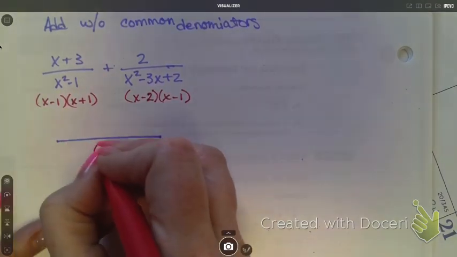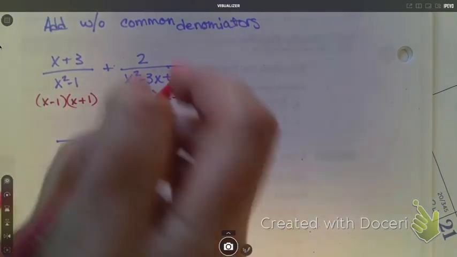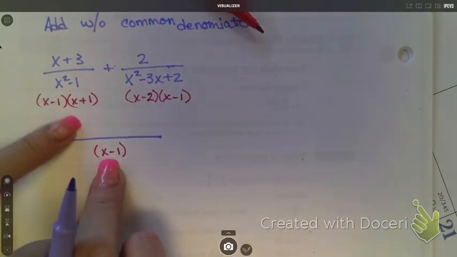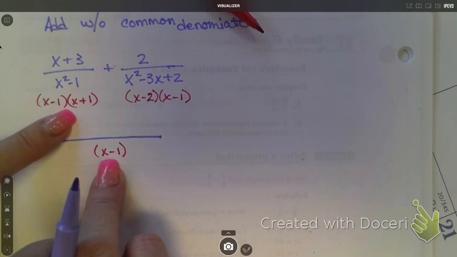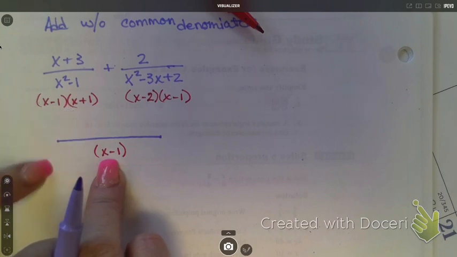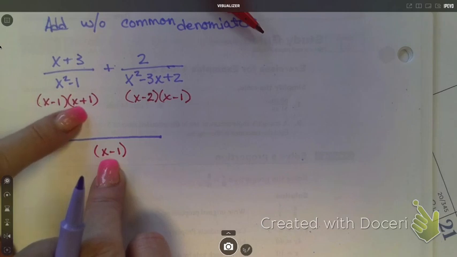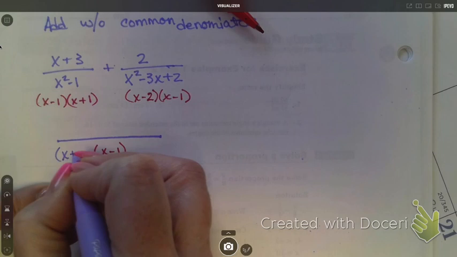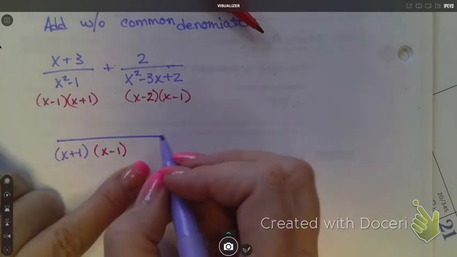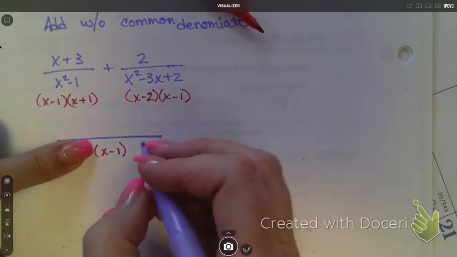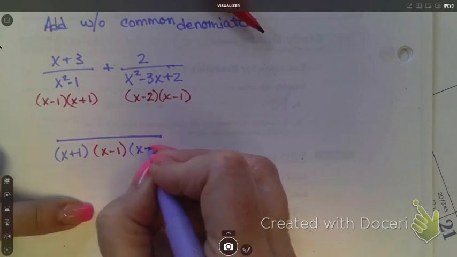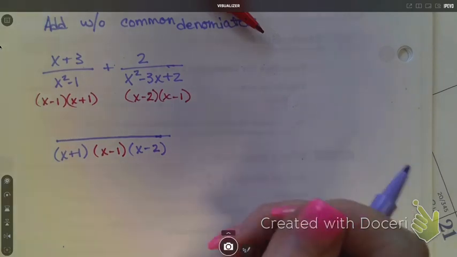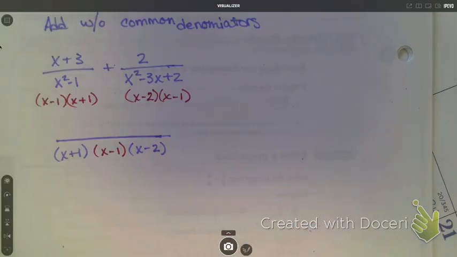So I'm going to put that in the middle so you can see your Venn diagram on the paper. Okay? So if I have x minus 1, what's this one? This one needs x plus 1. And this one needs, to finish it out, what? X minus 2. See how I did that? Does that help? See the Venn diagram in there? Yes.